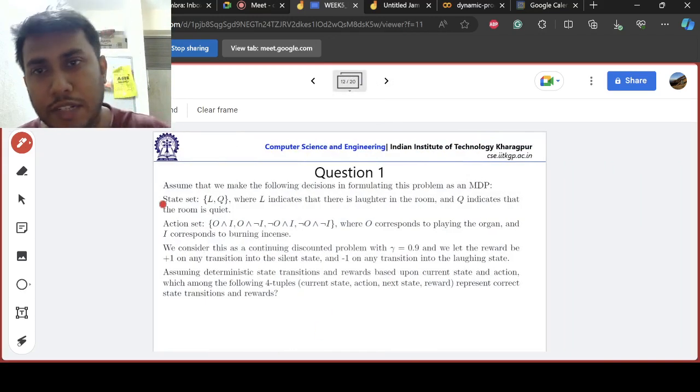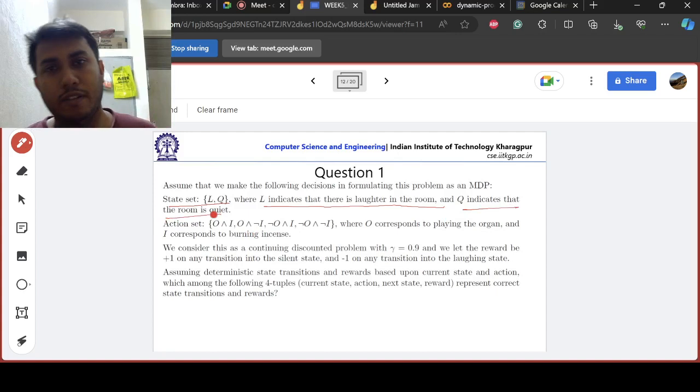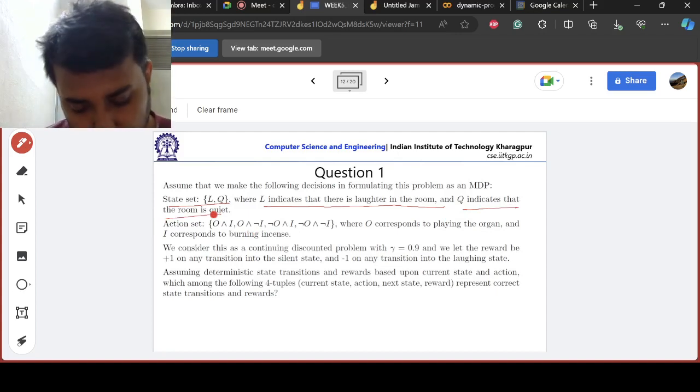So your states are L and Q. L indicates laughter in the room. Q indicates the room is quiet. These are your states.